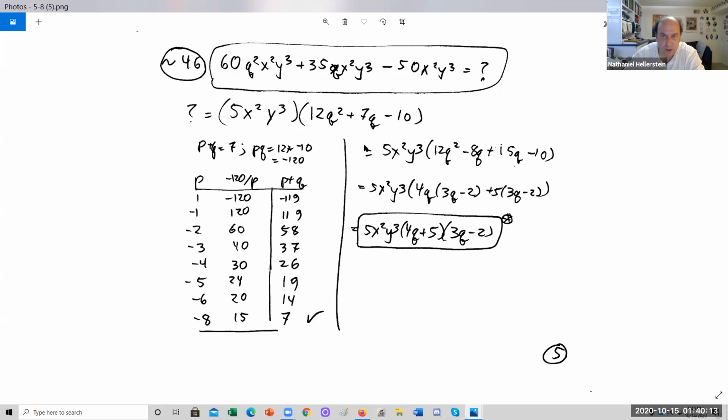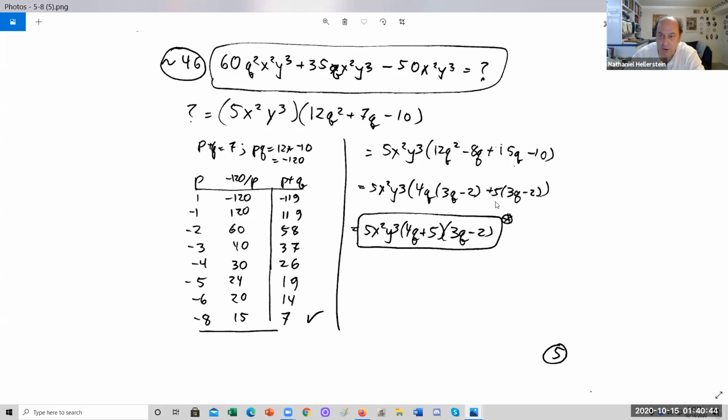Okay, so we write the 7q as minus 8q plus 15q right here. All right, and of course, remember to keep the 5x squared y cubed along the whole way. 12q squared minus 8q plus 15q minus 10. 12q squared minus 8q has a common factor of 4q. 12q squared over 4q equals 3q. Minus 8q over 4q equals negative 2. You have 15q minus 10.